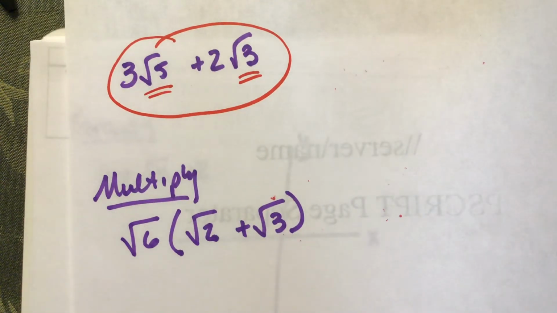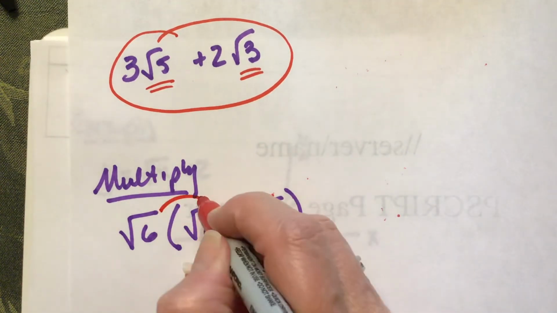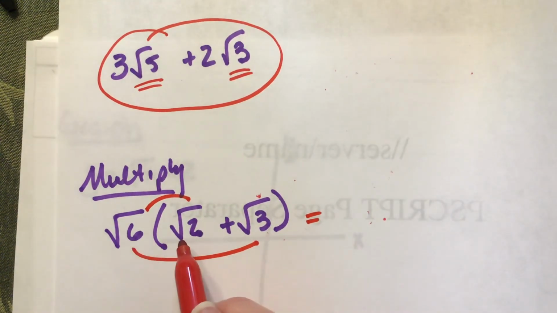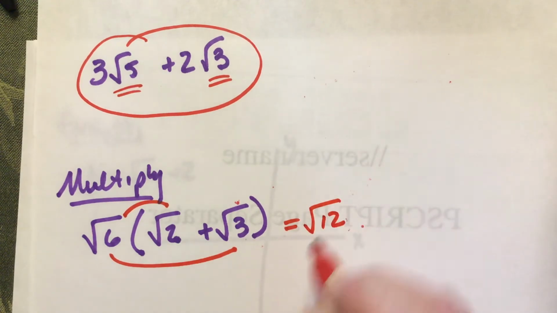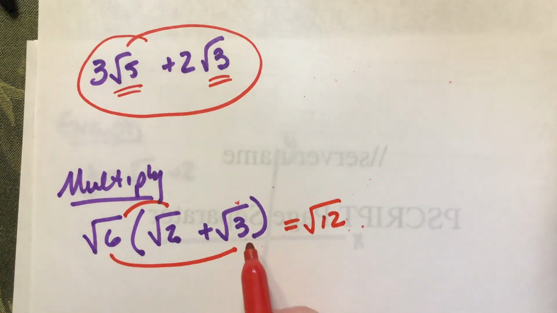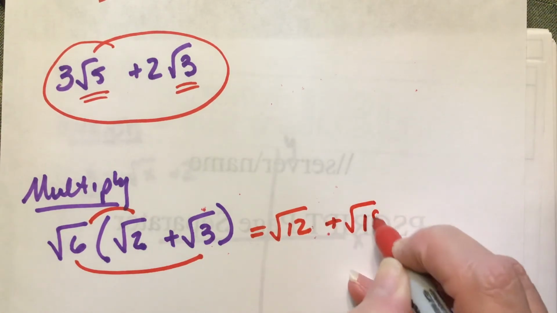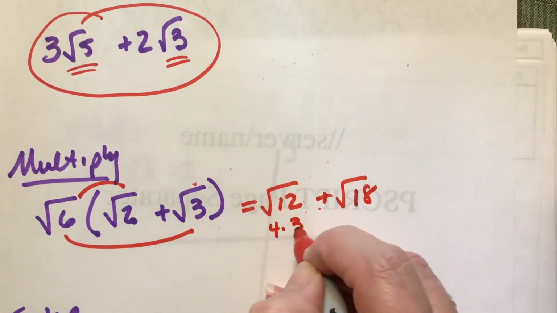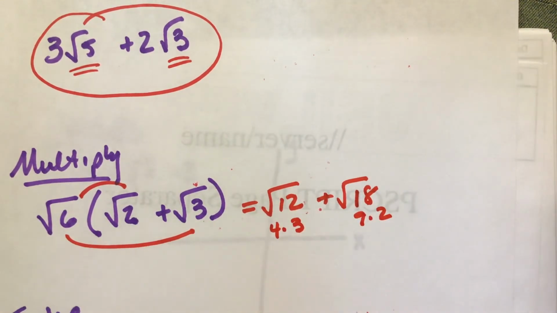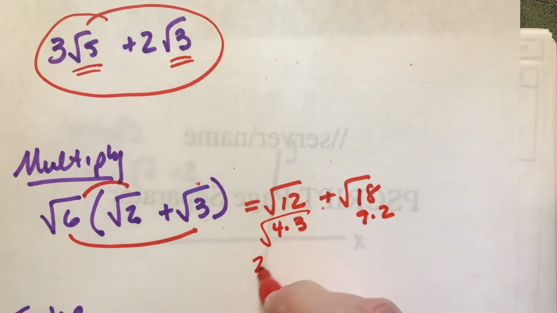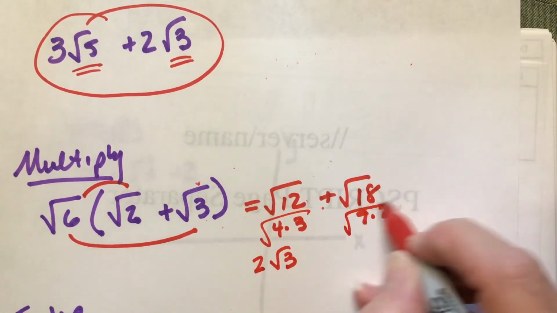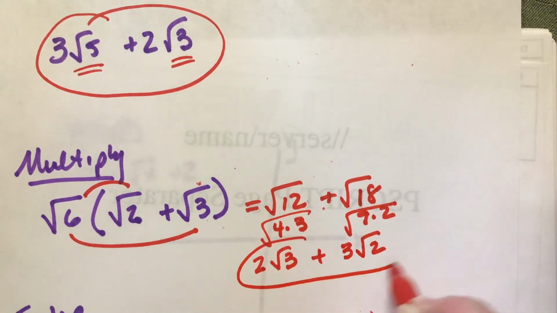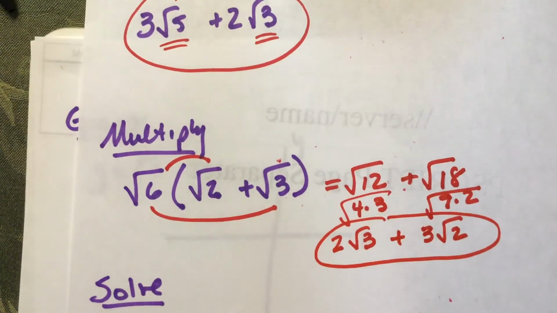Now when we multiply, we are going to multiply just using the distributive property and multiply radicals. So square root of 6 times square root of 2 is the square root of 12. We will simplify that. Square root of 6 times square root of 3 is square root of 18. Now I have to go back to what we just said, simplifying. This is 4 times 3. This is 9 times 2. So the square root of 4 is 2 radical 3. And the square root of 9 is 3, and the leftover is radical 2. So that is how we simplify after we multiply that.